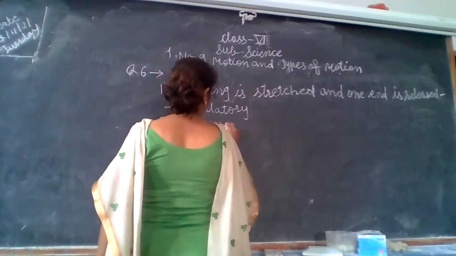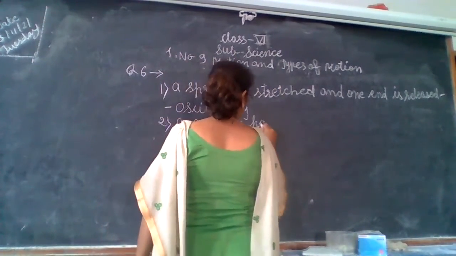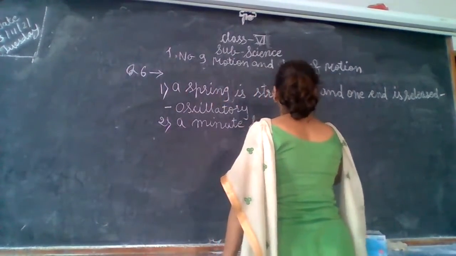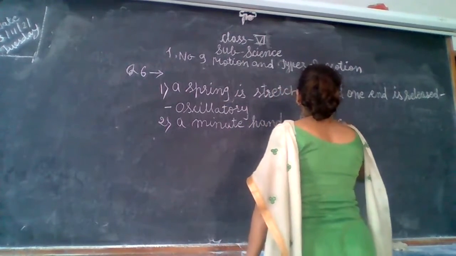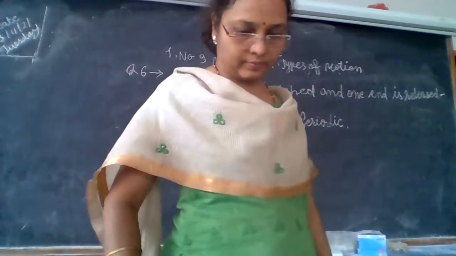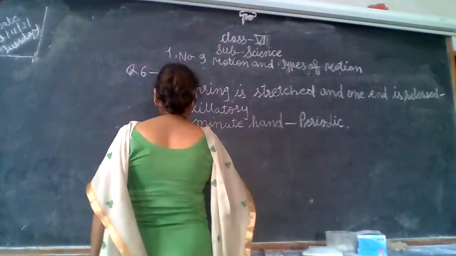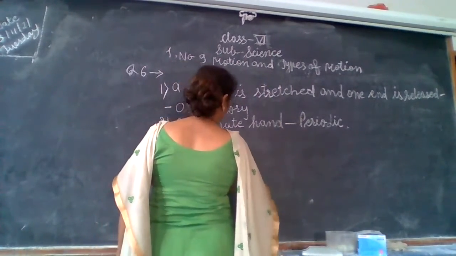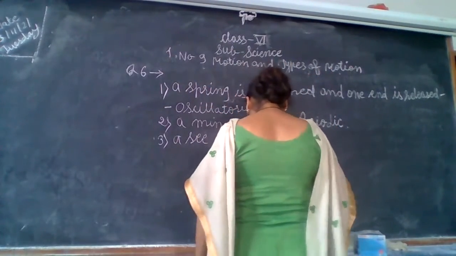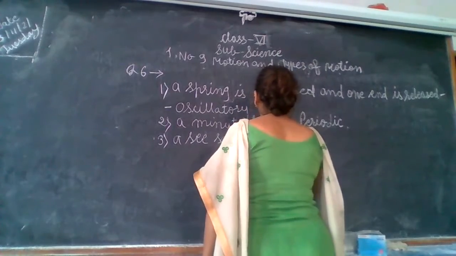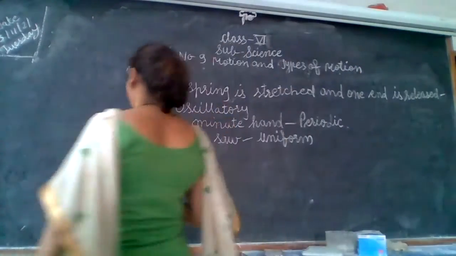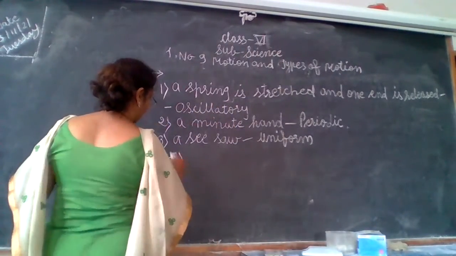Second is a minute hand, which shows periodic motion. P-E-R-I-O-D-I-C. Periodic. Third is a seesaw. Okay, a seesaw is which motion? Uniform. Four, five.